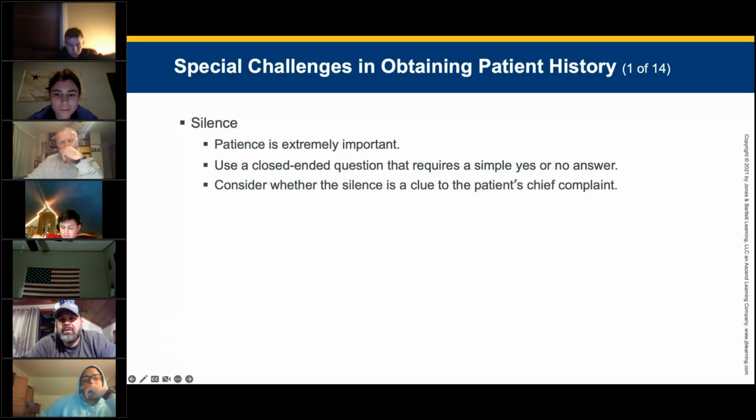Silence. You will deal with patients that don't want to talk, especially in children. You have to be patient with them. Try and give them close-ended questions that are just your yes or no answers. Consider whether the silence is a clue to their chief complaint. Consider their surroundings. Consider what's going on around them, what's going on with them. Consider the different reasons that they may not be speaking to you.